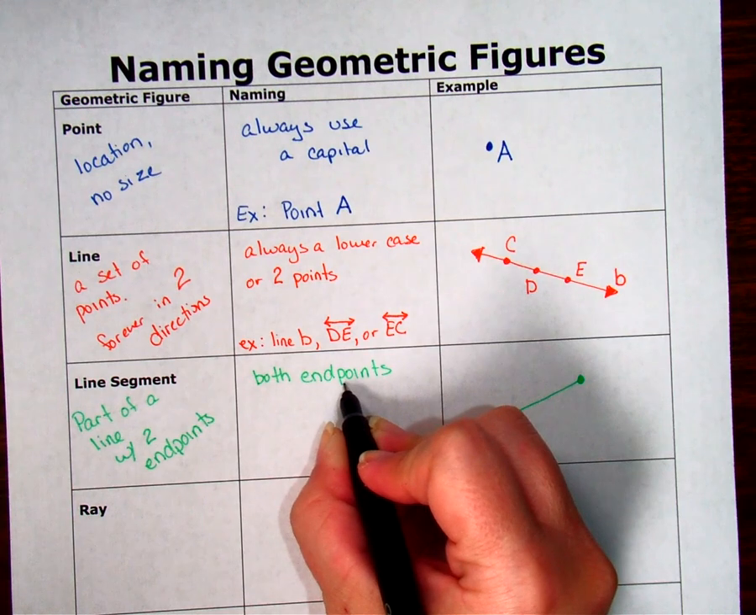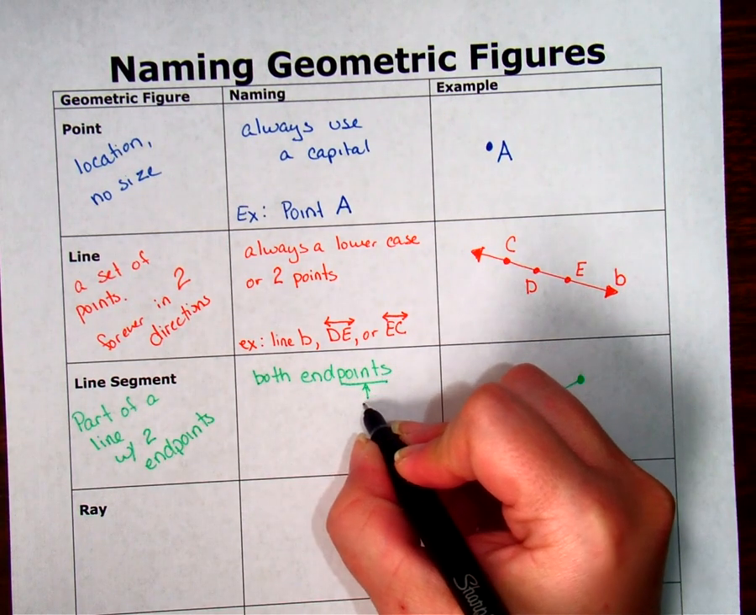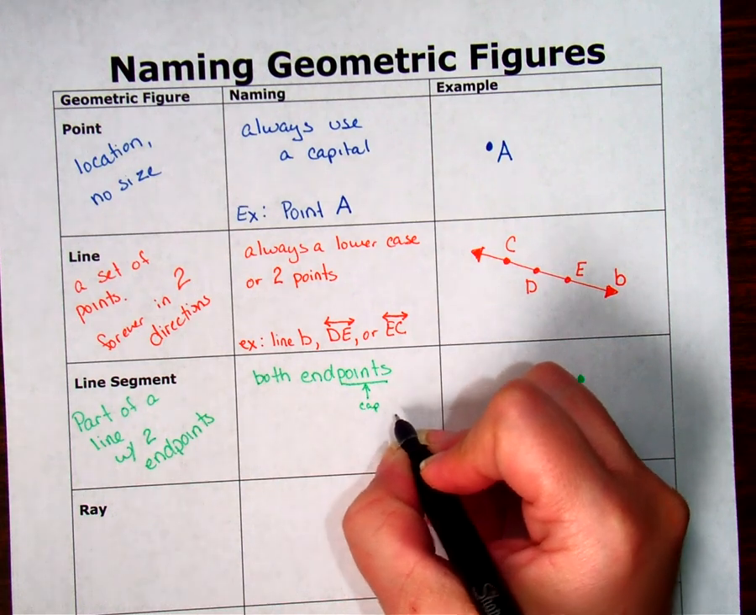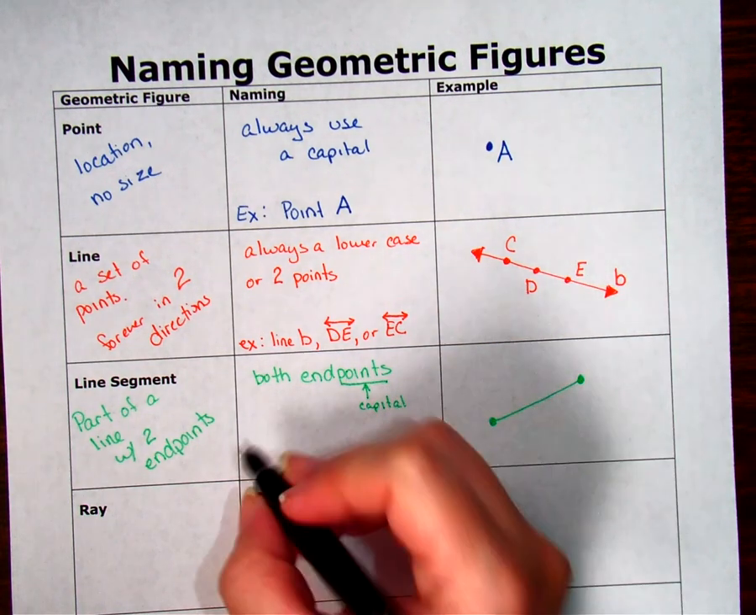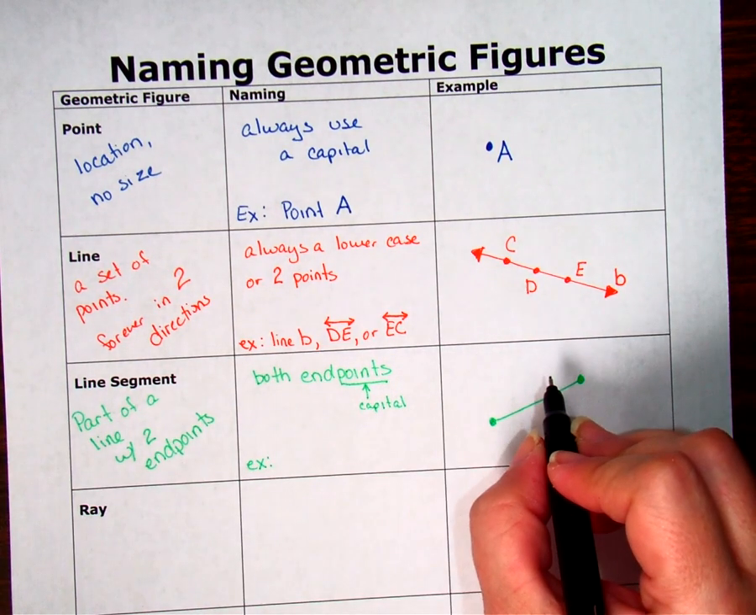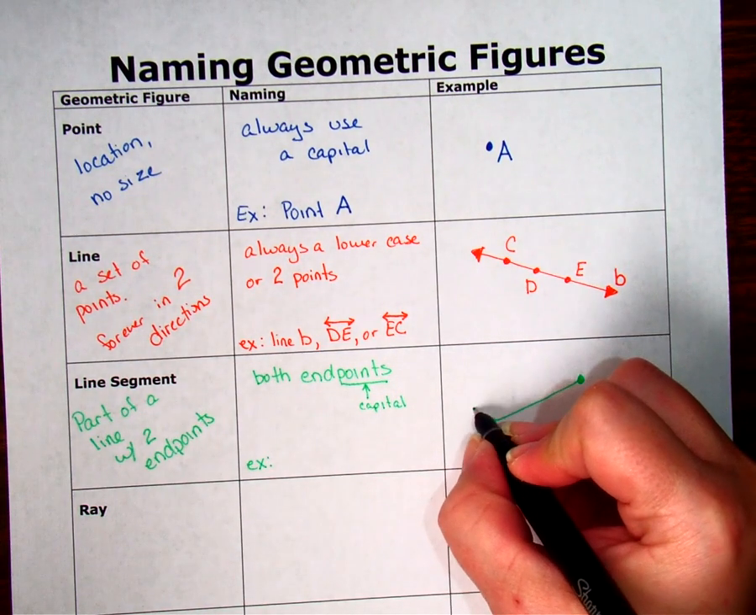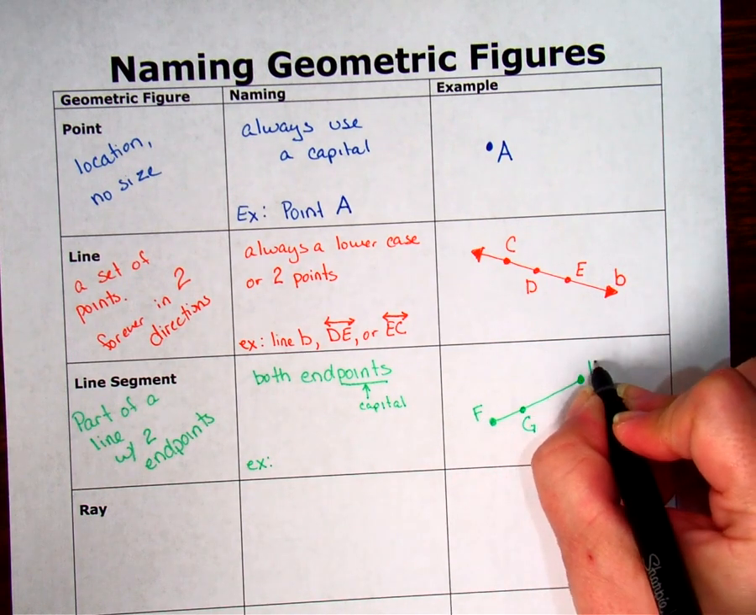And notice they're called endpoints, which means they have to be capital letters, because we always write our points in capital letters. So for example, if I wanted to name this one, first I need to label it. Let's say I have an F. Let's say there's a G somewhere on here, and then maybe an H over here.